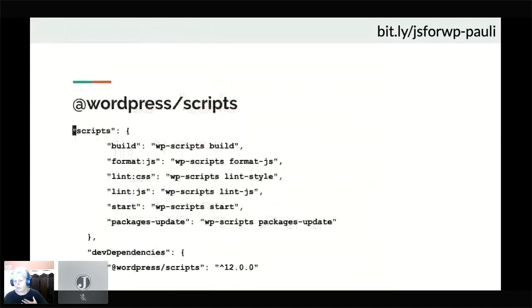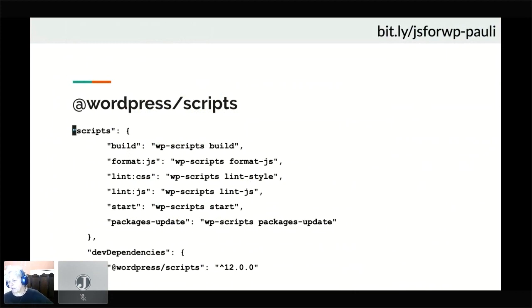Yeah, so here it is again, in case we had some trouble seeing it. The build part transforms your code according to the configuration provided, and it's ready for production and optimized for best performance. The format.js would help you enforce coding style guidelines for JavaScript files. So does lint.js and lint CSS.